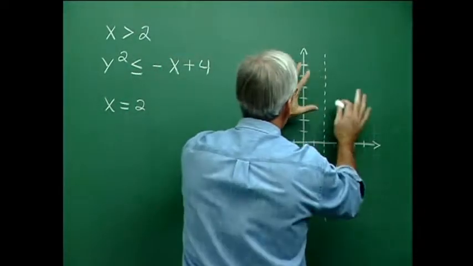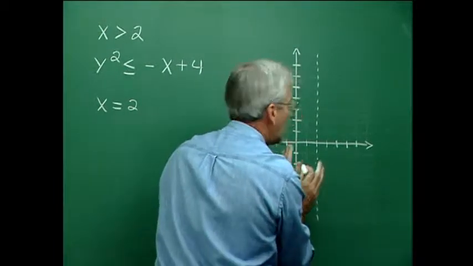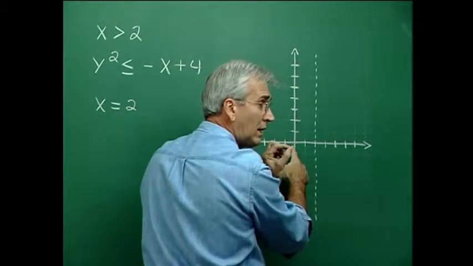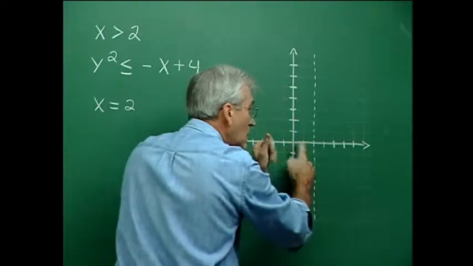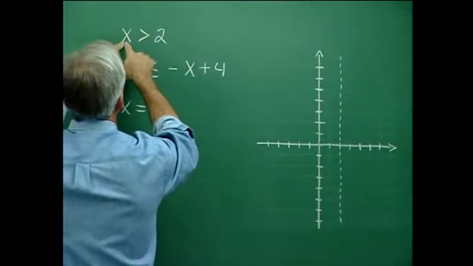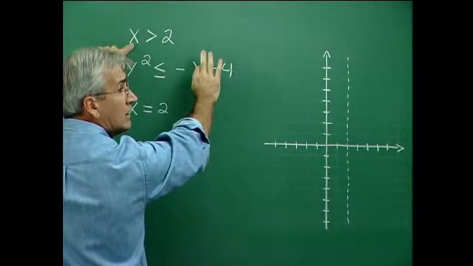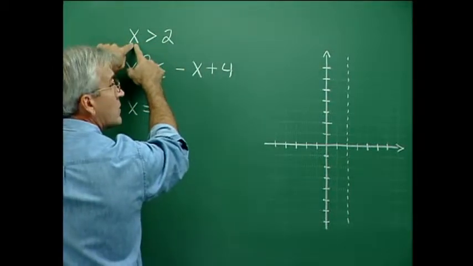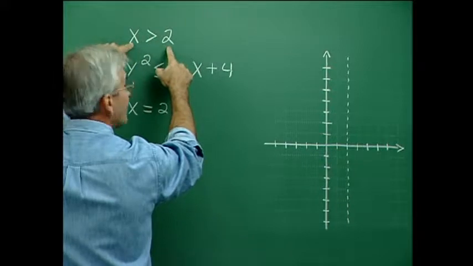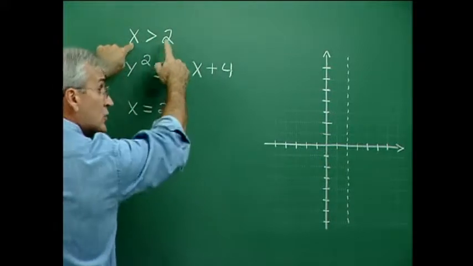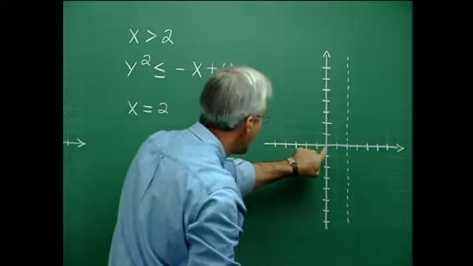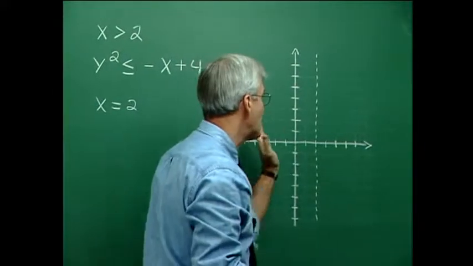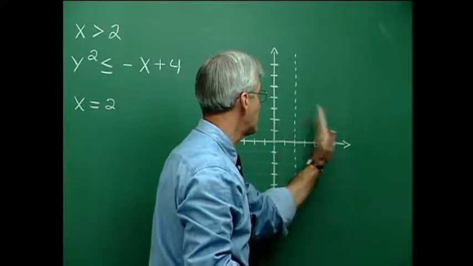Now we're thinking about test points here. We can use the origin as a test point. The coordinates are 0, 0. Back over here, if x is 0, now there's no y to plug in, but that doesn't make any difference. If x is replaced with 0, we have 0 is greater than 2. That's not true. So the solution region then does not contain the origin. The solution region is on the other side. So the solution region is over here.